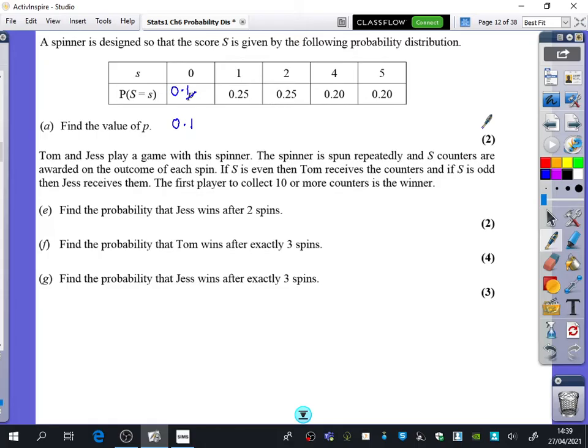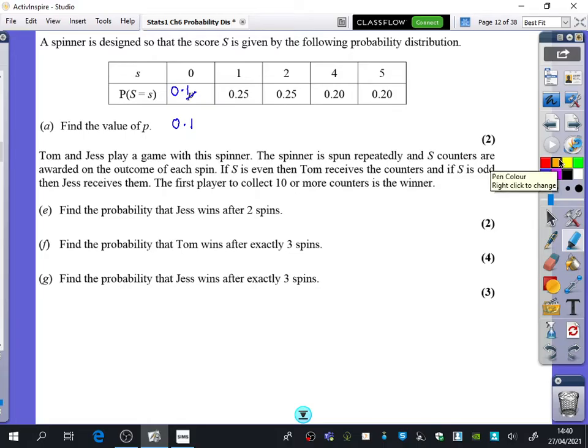Okay? Tom and Jess play a game with the spinner. The spinner is spun repeatedly, and S counters are awarded on the outcome of each spin. If S is even, then Tom receives the counters. And if S is odd, then Jess receives them. The first player to collect 10 or more counters is the winner. Find the probability that Jess wins after 2 spins.